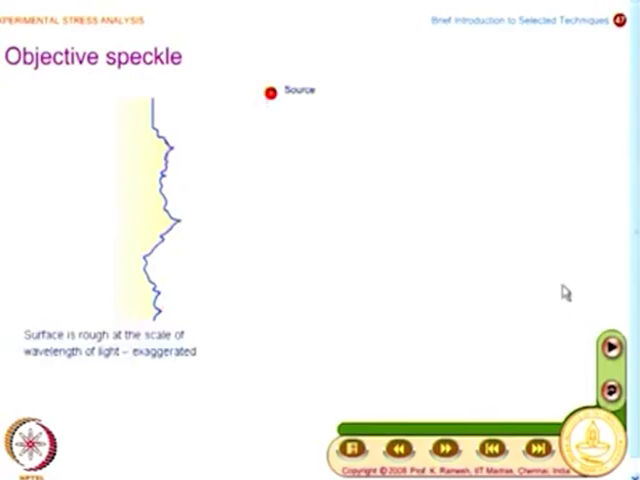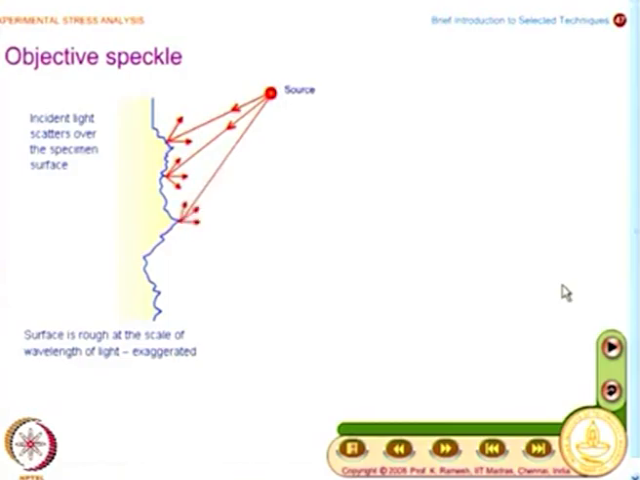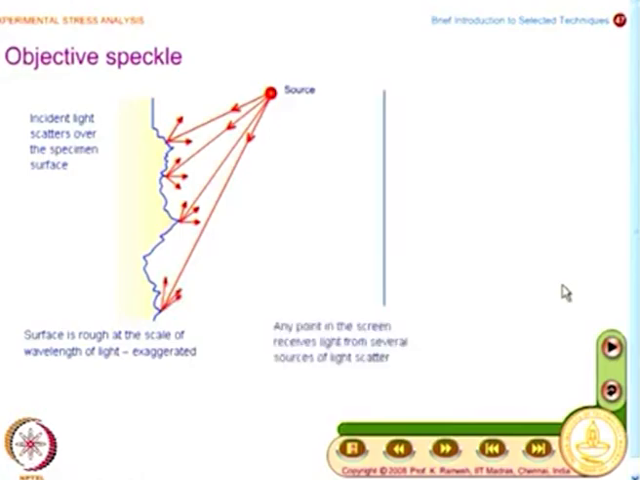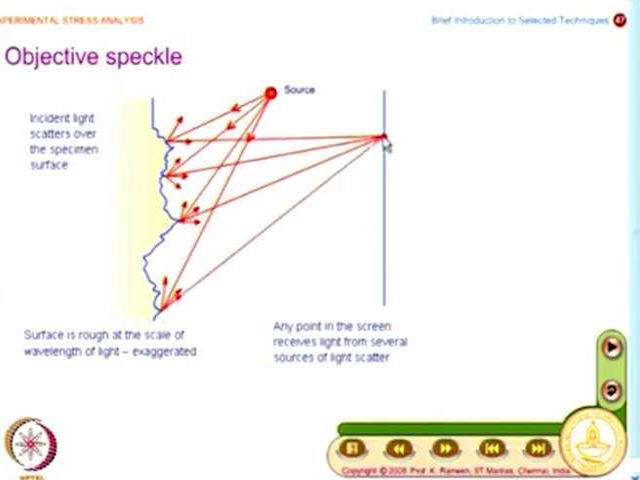You just see only the animation now. I have a light source, light comes and hits it, you have scatter from each of these points where it meets the model. Then I put a screen, and each point on the screen receives light from several sources of scatter, 1, 2, 3, 4, for all this you get a ray, and this is a characteristic of objective speckle.